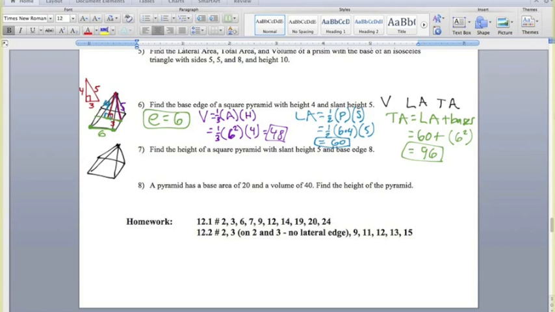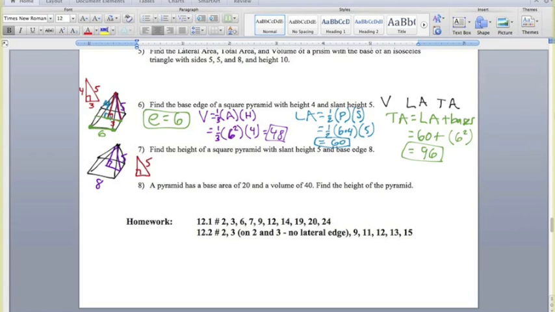We find the height of a square pyramid with a slant height of 5, going down the middle of that side, and a base edge of 8. We are looking for the height, which drops right down in the center to hit at a right angle. So we can cut out that right triangle again. We know our slant height is 5.